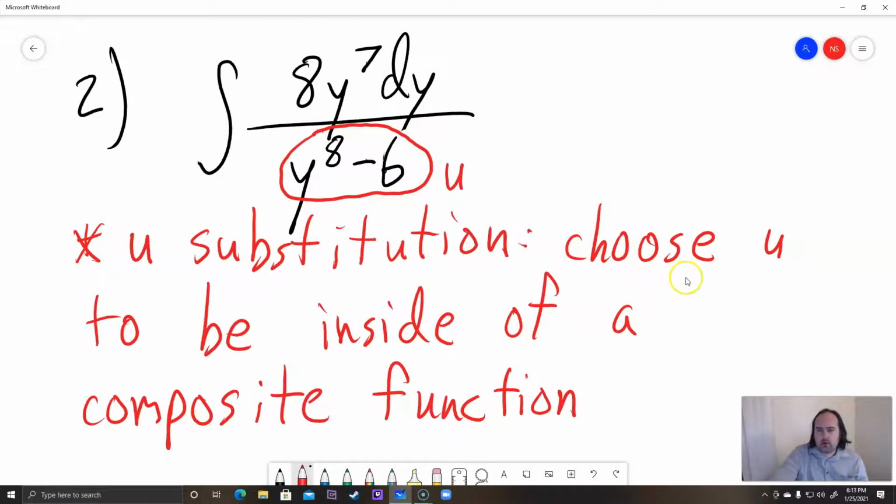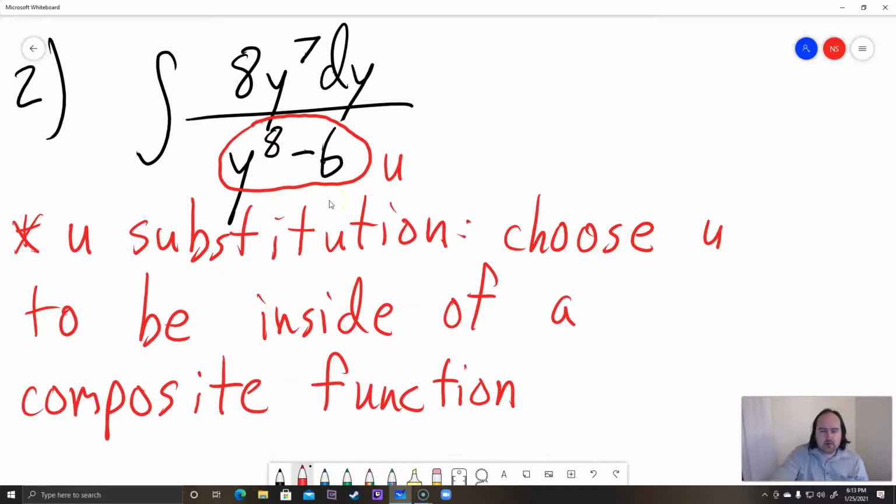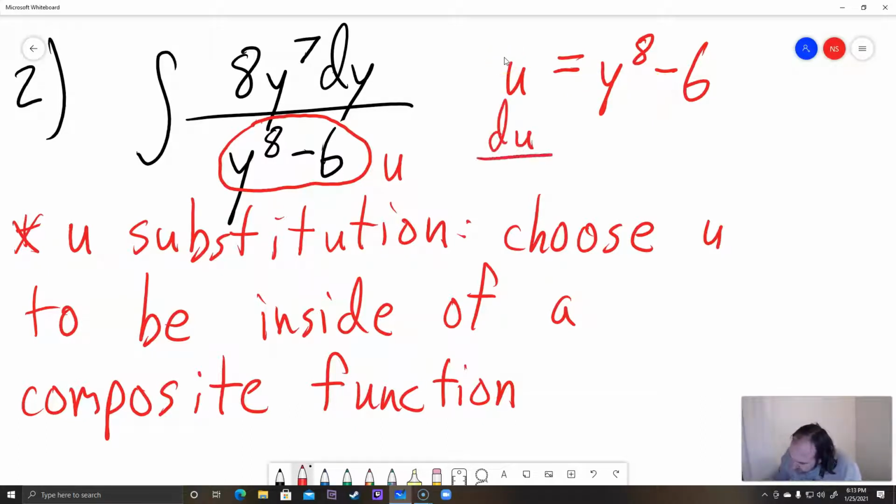Okay. So how does u substitution work? Well, you choose what u is first. So here we know that u equals y to the 8 minus 6. Okay, and then what you do next is you take the derivative. Okay, and here it's going to be du dy.